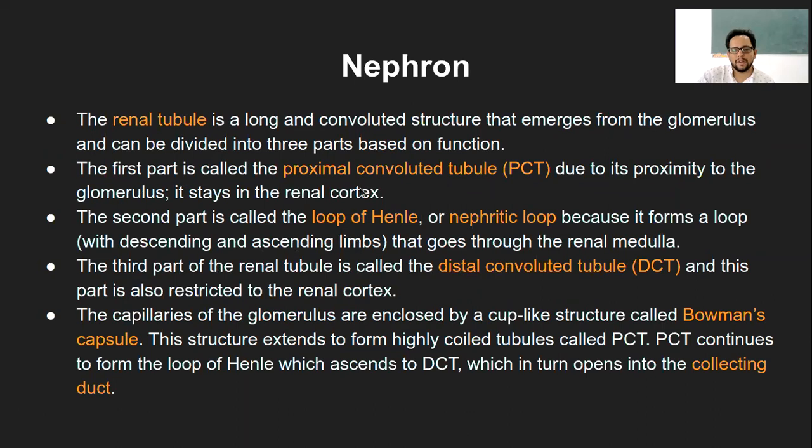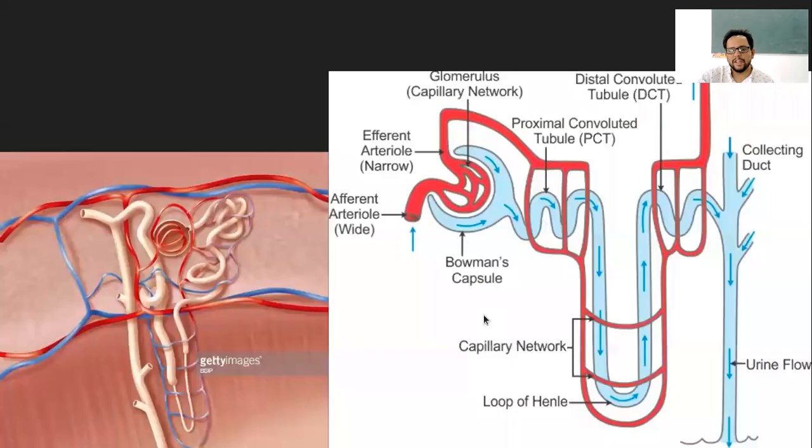First part is in cortex, proximal convoluted tubule. Second part is in renal medulla. And the third part is again in cortex, that is distal convoluted tubule. And again, why it is called distal convoluted tubule is because it is far away from the glomerulus or far from the renal corpuscle, that is the distal nature. So distal, and again it is folded, so convoluted tubule.